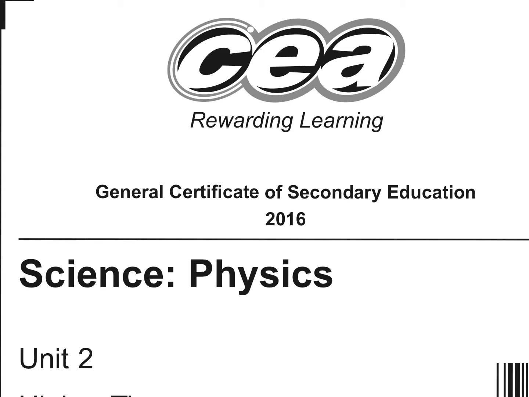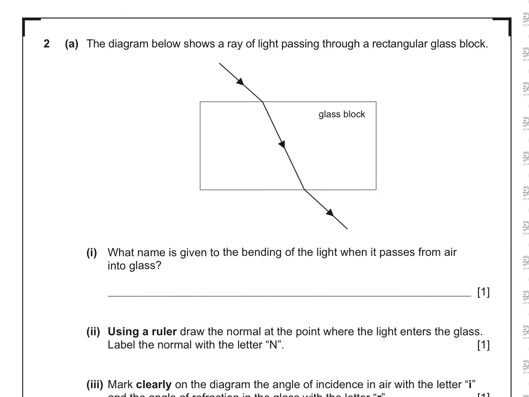Continuing our CCEA GCSE Physics 2016 paper, Unit 2. Question 2 is about light. 2a. The diagram below shows a ray of light passing through a rectangular glass block. What name is given to the bending of the light when it passes from air into glass? Okay, so a nice easy one to start. That's just refraction.